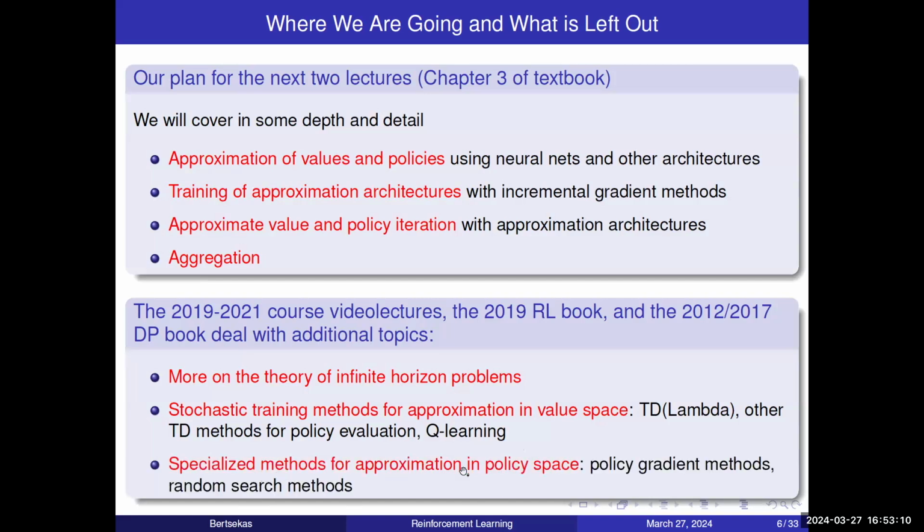And there are also specialized methods for approximation in policy space. Those are policy gradient methods and random search methods. We have not covered the policy gradient methods, and this type of method can be viewed more generally as solving some sort of optimization problem. It may be viewed within the dynamic programming context, or it may be viewed as outside of the dynamic programming context by simply regarding it as a gigantic optimization problem. So those are things we have not covered.